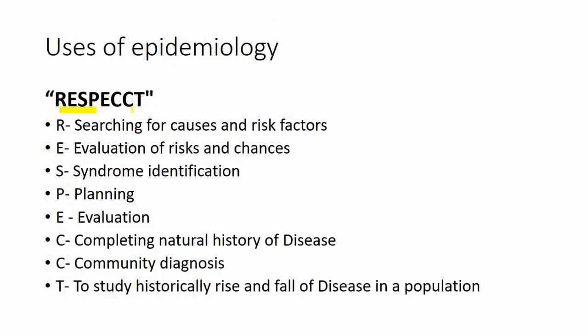Uses of epidemiology. So RESPECT is the mnemonic here. We have 2 Cs. R is for risk factors, so searching for causes and risk factors. E stands for evaluation of risks and chances. S stands for syndrome identification. P and E will be combined as a single point in the book, so planning and evaluation, P and E. C is completing natural history of disease. Another C is for community diagnosis. T is to study the historical rise and fall of the disease in the population. So RESPECT is the mnemonic for uses of epidemiology.